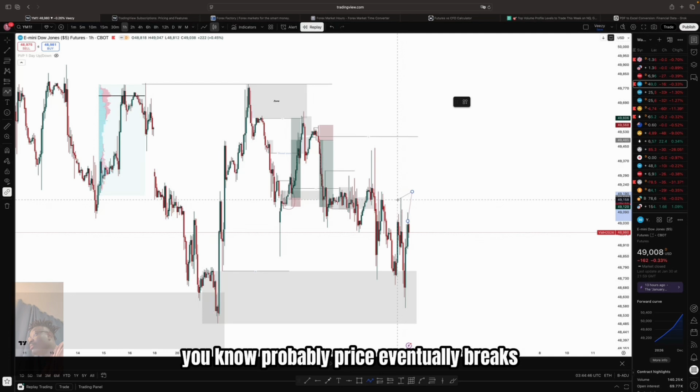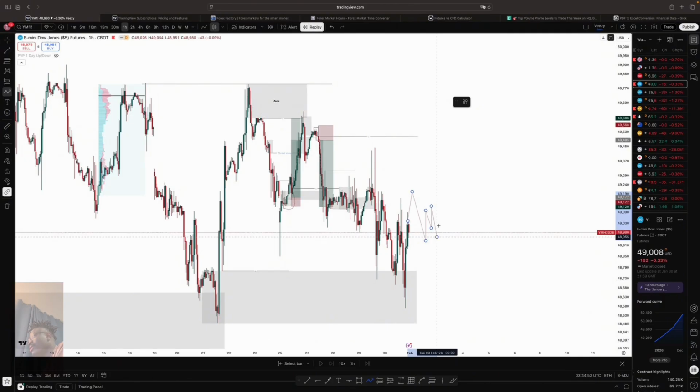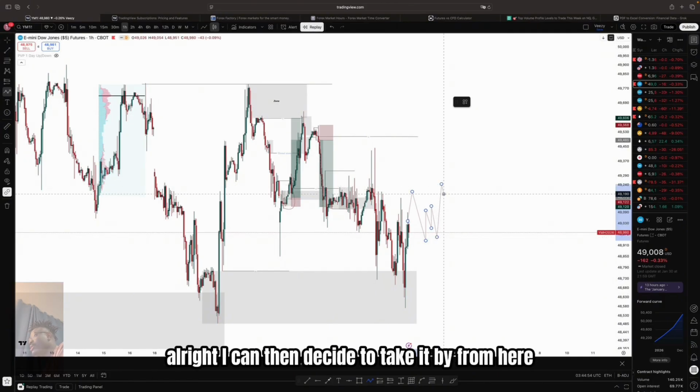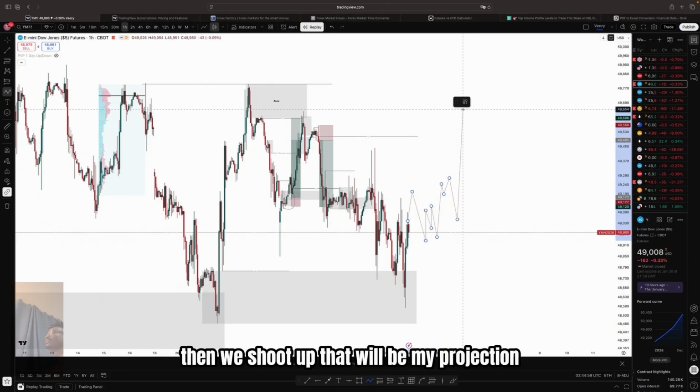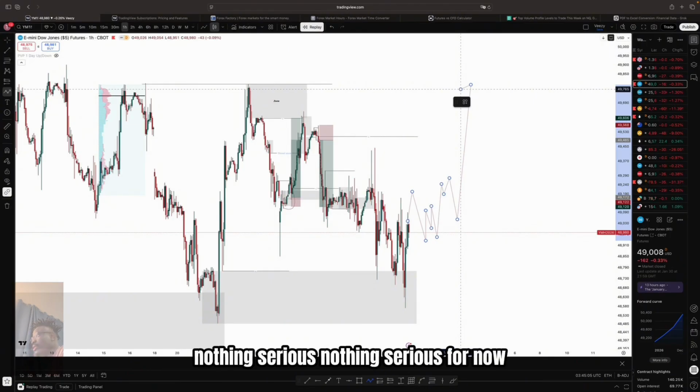probably price eventually breaks this high, comes back to do something dramatic. Right, I can then decide to take a buy from here. Then we shoot up. That'll be my projection. But for now, nothing serious.